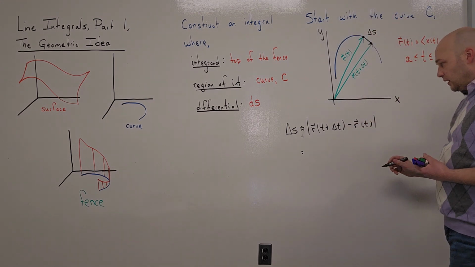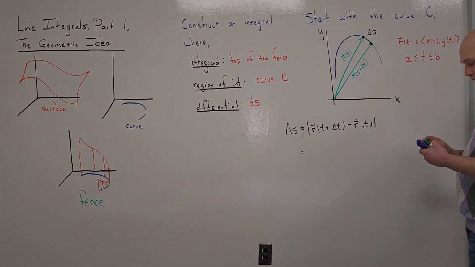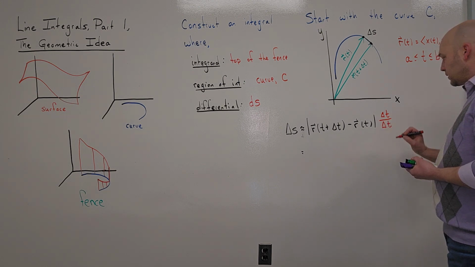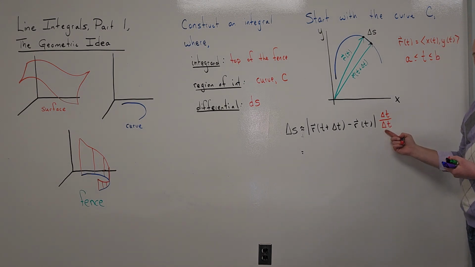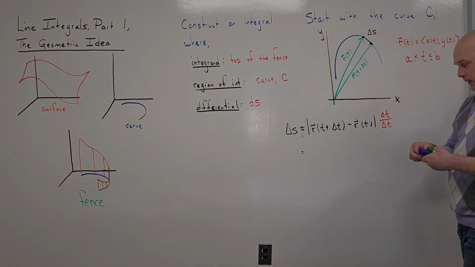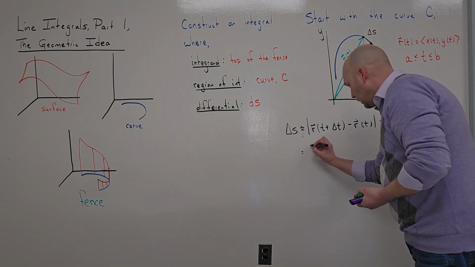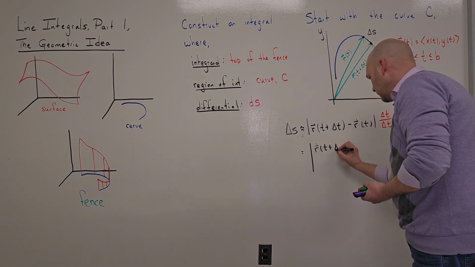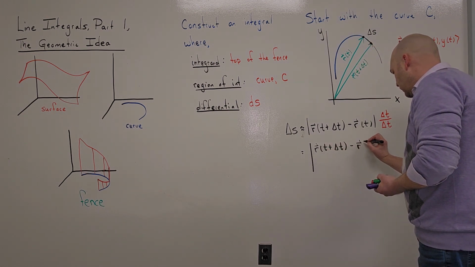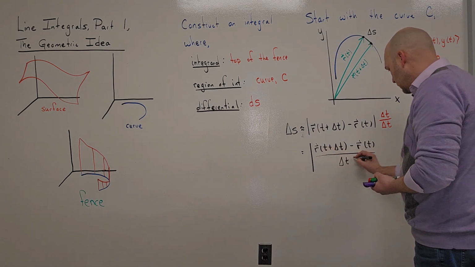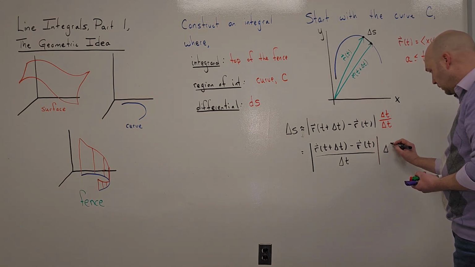And what I can do with that is the following. I'm going to multiply this by delta t over delta t. Now, delta t is positive, right? I mentioned that over here. Therefore, I can take it inside the absolute value, and this would be given by the absolute value of r of t plus delta t minus r of t, all over delta t, times the change in t.